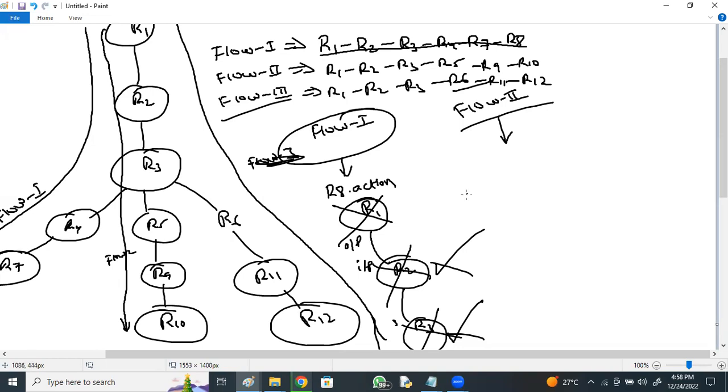Flow 2 means on which one I need to perform the action. Generally we perform the action on the last RDD, R10 dot action. Action means like count, collect, take. Just now I said some actions, right? Any one action you can use.